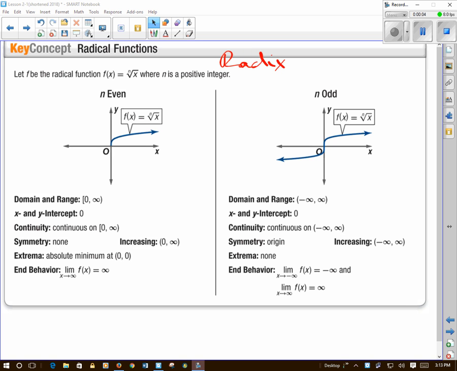In the last couple of videos, we looked at the idea of power functions. Now today we're going to start looking at radical functions. The word radical comes from the Latin word radix, which means root. So these are root functions.